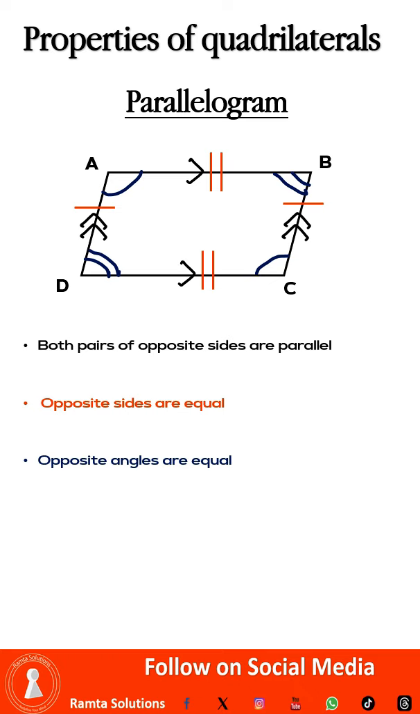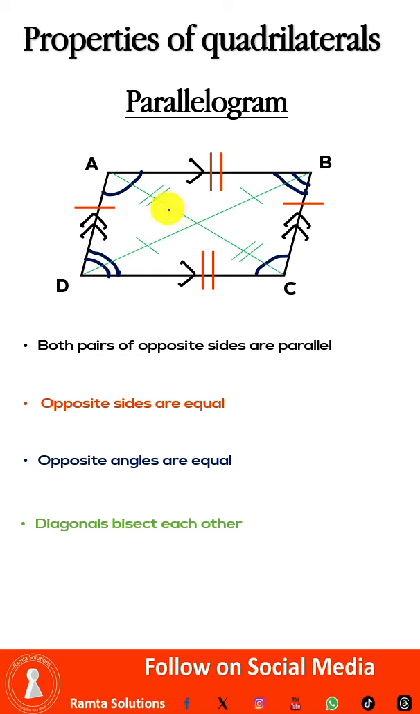Now, let's imagine we draw the diagonals. The diagonals will bisect each other. Now, this is different to the rectangle. With the rectangle, they were equal. This time around, they are not equal, right? But they are bisecting each other. What does that mean? When the diagonals bisect each other, it means each line will have two equal halves.